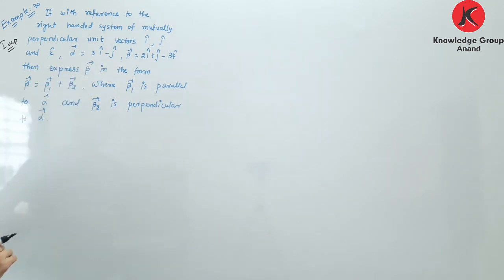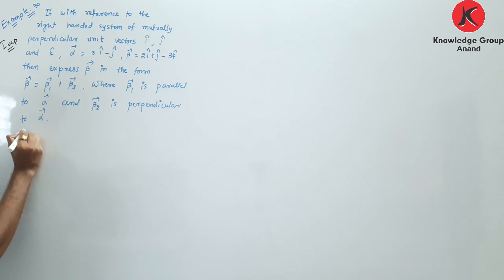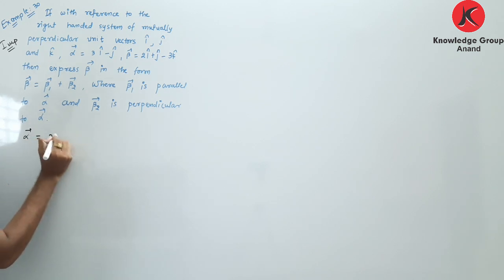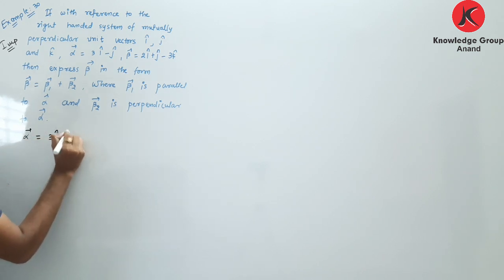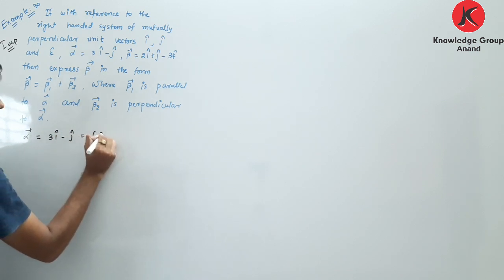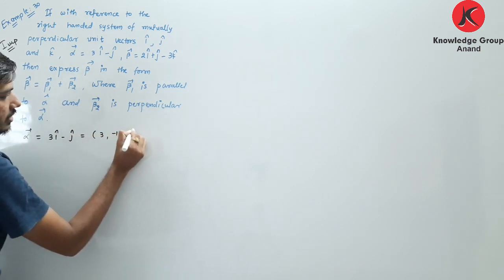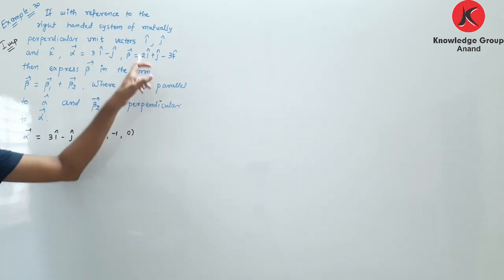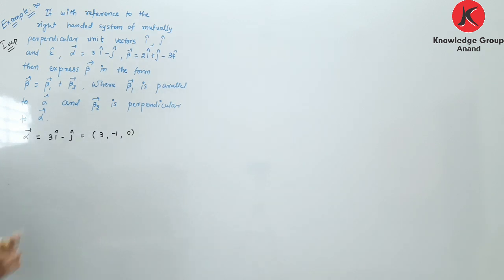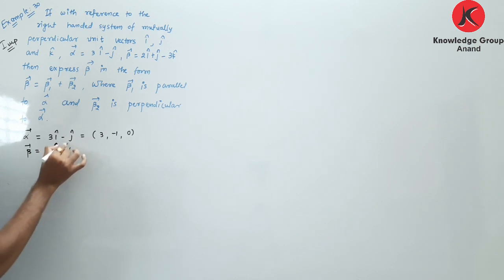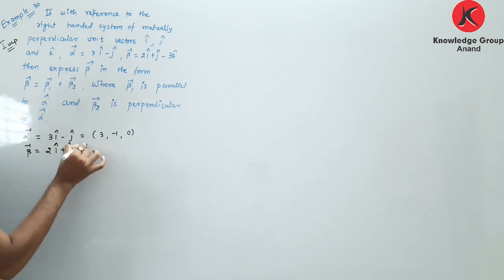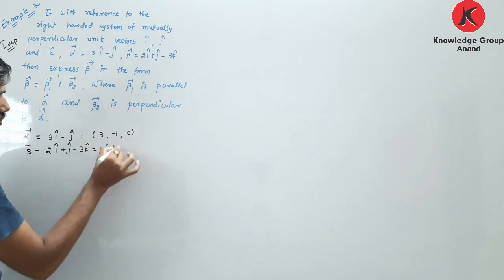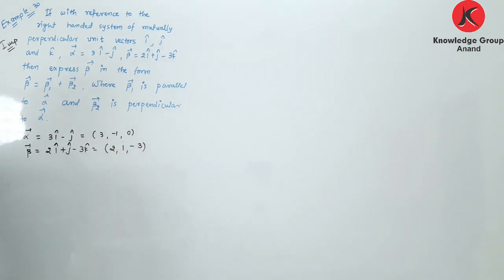Now, vector alpha is given here. Here alpha vector is equals to 3I cap minus J cap. That means 3, minus 1, 0. K cap is not there, so we have to take 0 here. Beta vector is also given here. Beta vector is 2I cap plus J cap minus 3K cap, which is equals to 2, 1, minus 3.